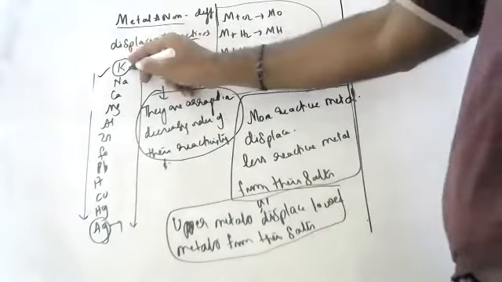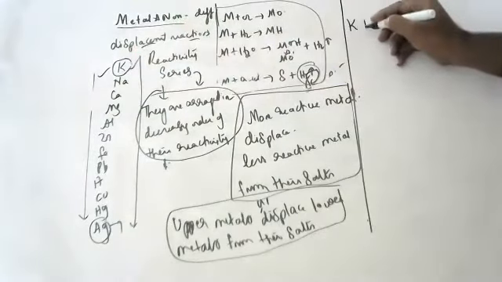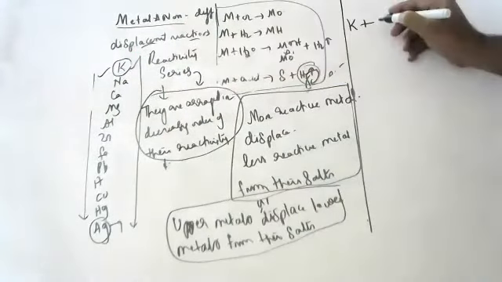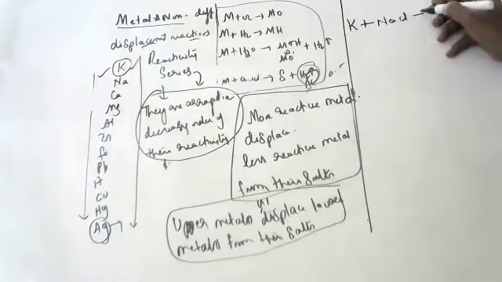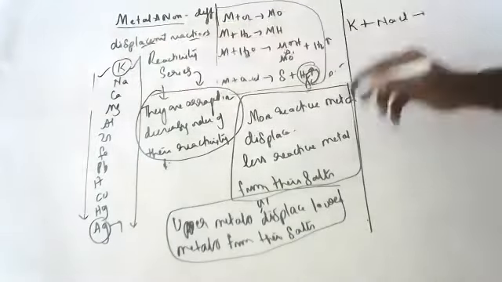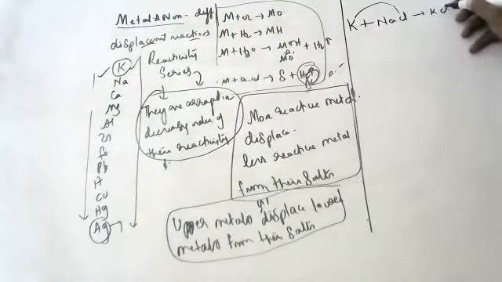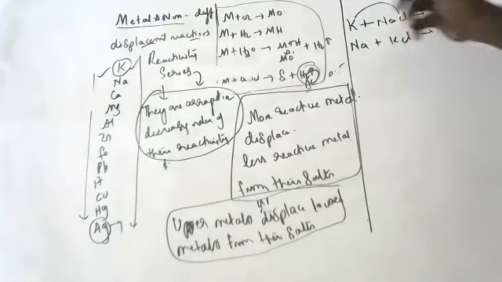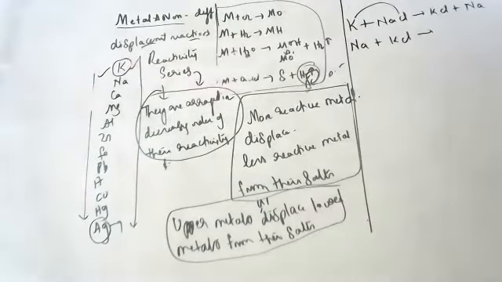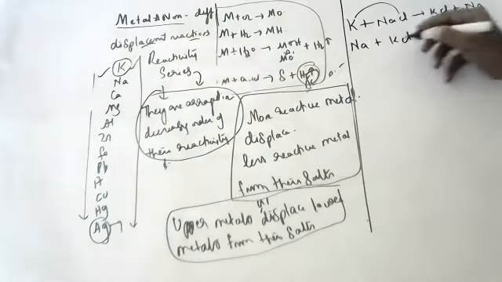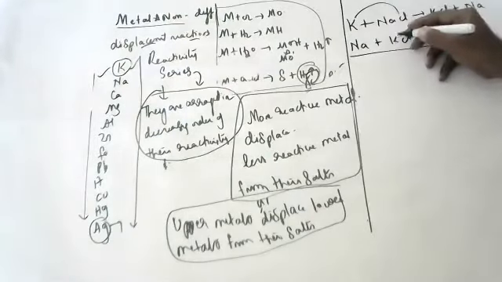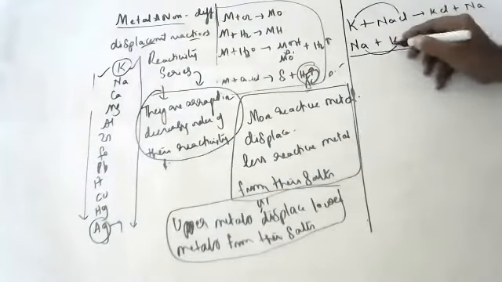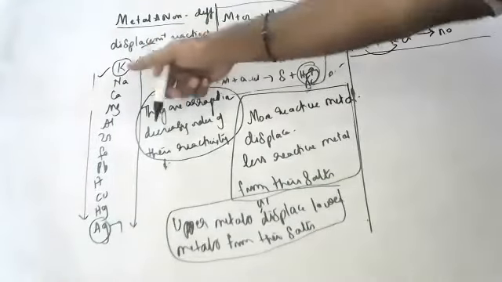Suppose potassium is there. If I react potassium with sodium chloride, because potassium is above sodium, it can replace sodium and you will get KCl plus Na. But if I do the same reaction with Na and KCl, will the reaction occur? No, sir. Why? Because sodium is less reactive than potassium. It can't displace potassium.